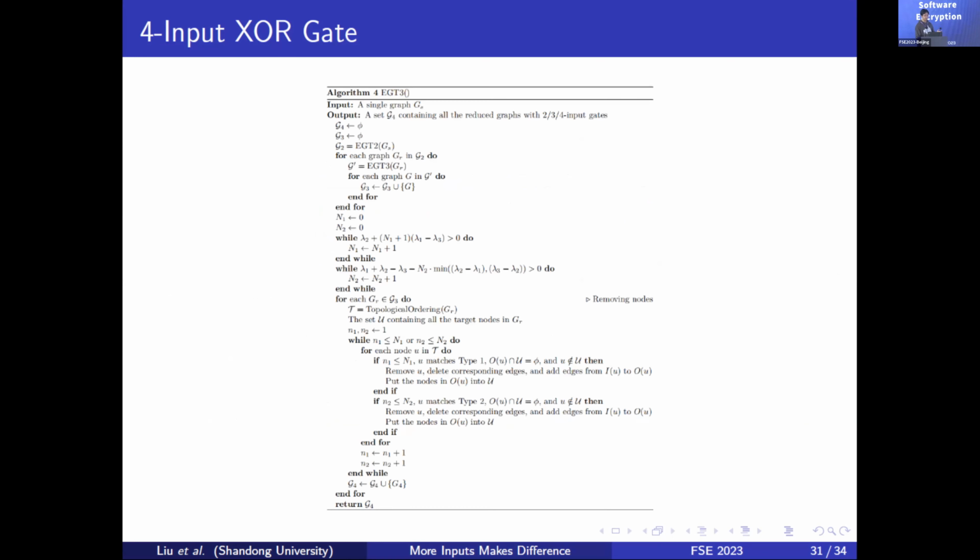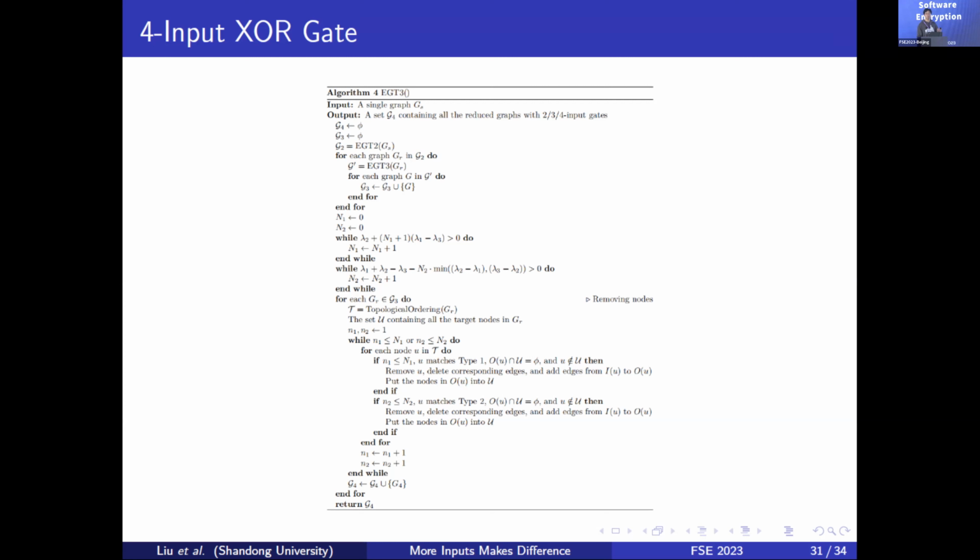And this is the algorithm using 4 input XOR gates, and it has 4 steps. First, we receive the implementation of the linear layer with 2 input gates. And then we use the graph extending algorithm to generate many equivalent circuits with 2 input gates. And then we use 3 input XOR gates to optimize the circuits.